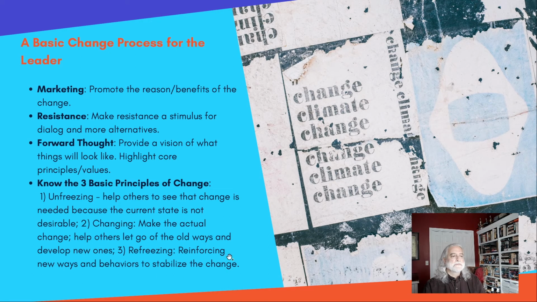And then you have the 3 basics of change. Again, we'll see this with Kotter. You have unfreezing, changing, and refreezing. Unfreezing is when you help others to see that the change is needed because the current state is not where you need to be. Changing is the next general step, and that is making the actual change.